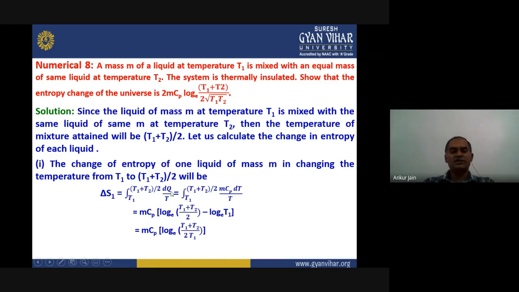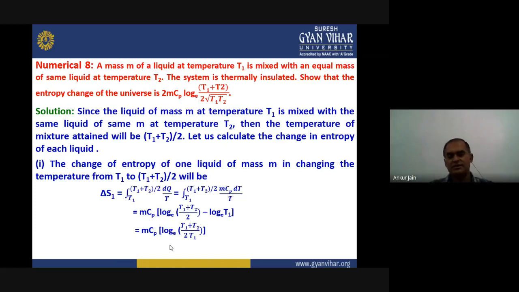Now if we solve this by simple integration, m Cp is constant, so it will come out, and the integration of this term will be log T. When we put the limits, it will become log base e of (T1 plus T2) divided by 2 minus log T1. If we combine it, it will give you m Cp log base e of (T1 plus T2) upon 2T1. Now this is from one liquid to the mixture of liquid.